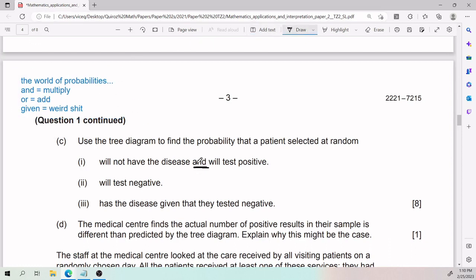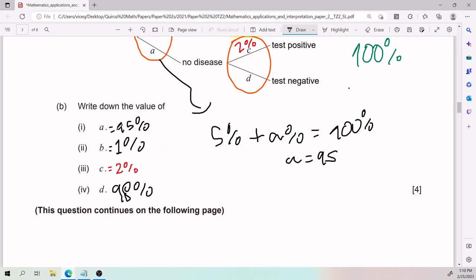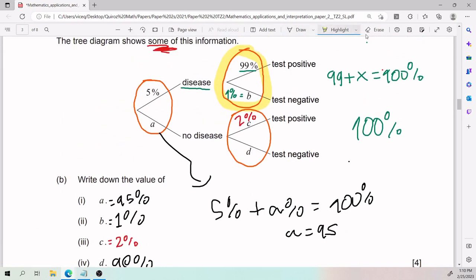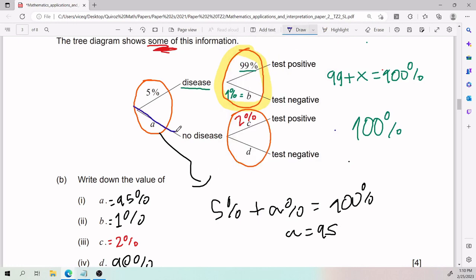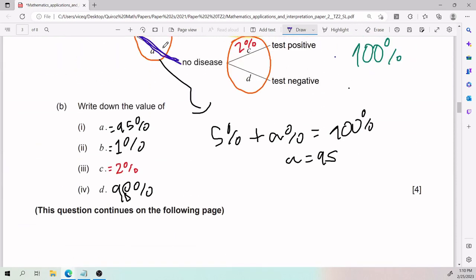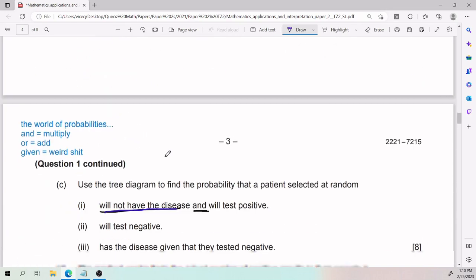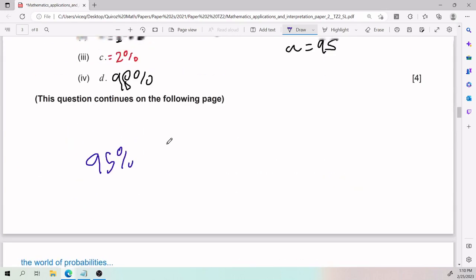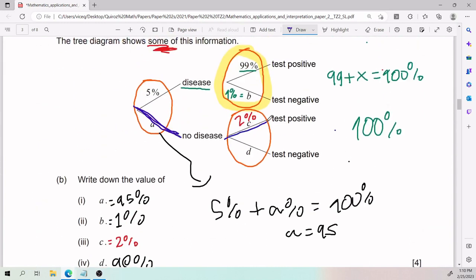So right now we have "and". See? So that means we're multiplying. So we'll not have the disease. We said no disease is A. A is 95%. So I'm looking at this path that I'm going to draw in, let's say, dark blue here. So we're going this path, right? Not have the disease is A. A we said it was 95%. So 95%. And, so we put a multiply, we'll test positive. So and we'll test positive this direction. This is the probability we're searching, see?